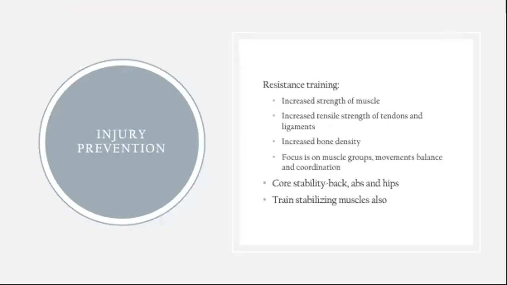Injury prevention. So heavy resistance training increases the strength of the muscle, the tensile strength of tendons and ligaments, and bone density, and it helps focus on muscle groups, movements, balance, and coordination. So one aspect that is not sport specific, but all athletes should really focus on, is the abdominal muscles and trunk extensors that stabilize the pelvis and the trunk, which are necessary for all movements of the extremities. This is known as our core stability.